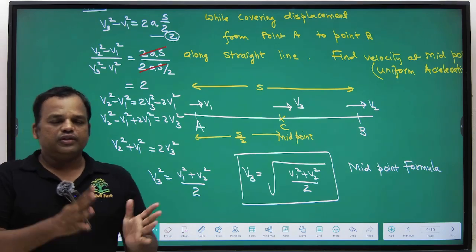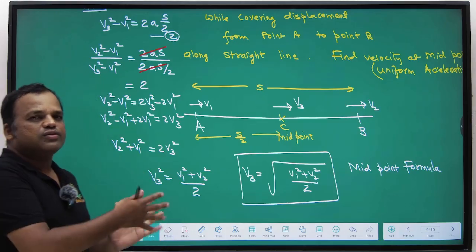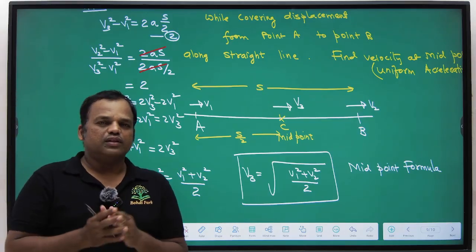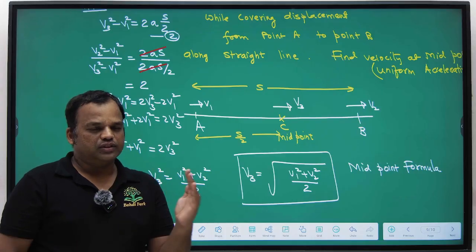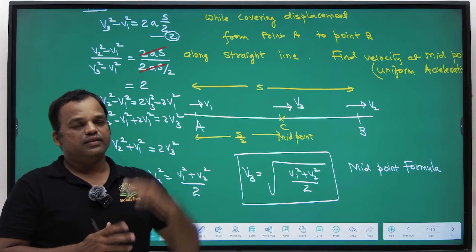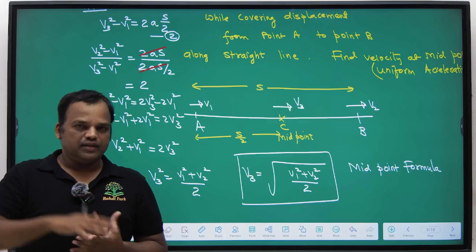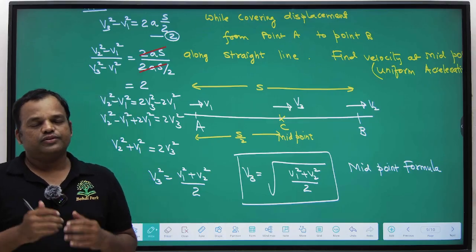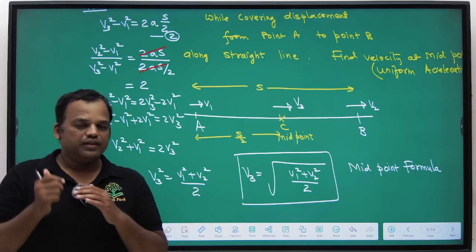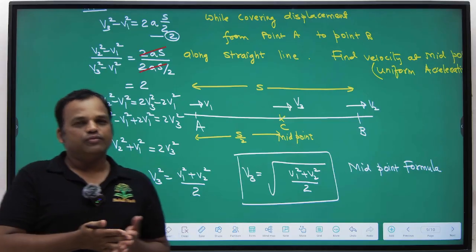Let's move on to the next concept. Again, it is based on uniform acceleration. Sometimes we observe the car is going with constant velocity. Sometimes we observe the velocity of the car is increasing. And sometimes we observe that the velocity of the car is decreasing. So let's do one question in which there is acceleration, retardation, uniform motion.